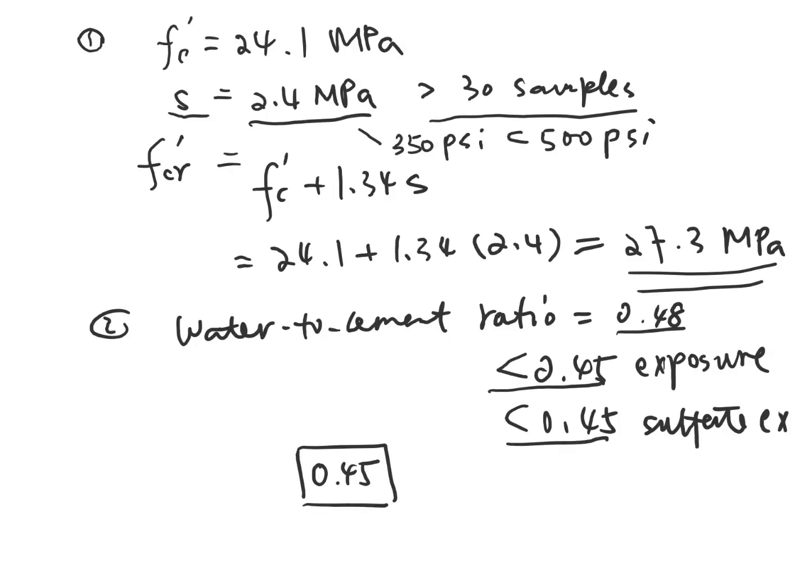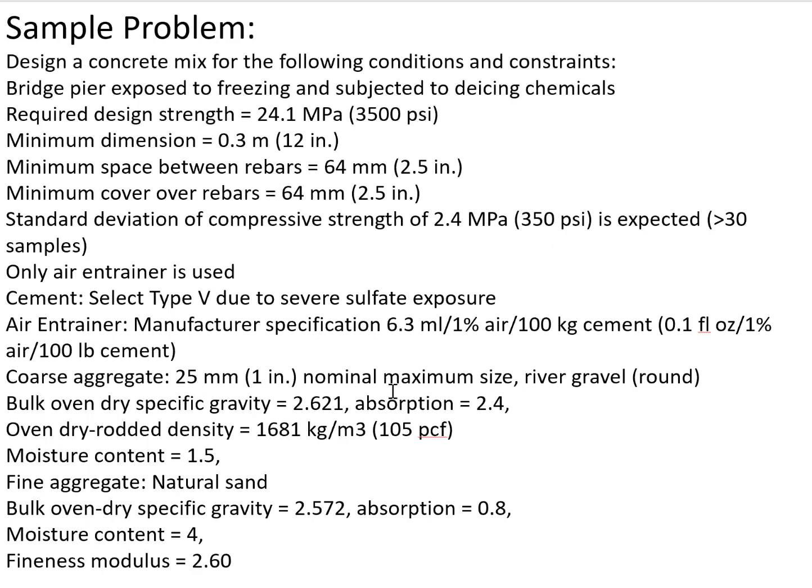So the next step, we need to determine the coarse aggregate we are going to use for the project. From the question, you can see the dimension requirements. We have minimum dimension 0.3 meter, which is 300 millimeter, minimum space between rebars 64 millimeter, and minimum cover over rebars which is 64 millimeter.